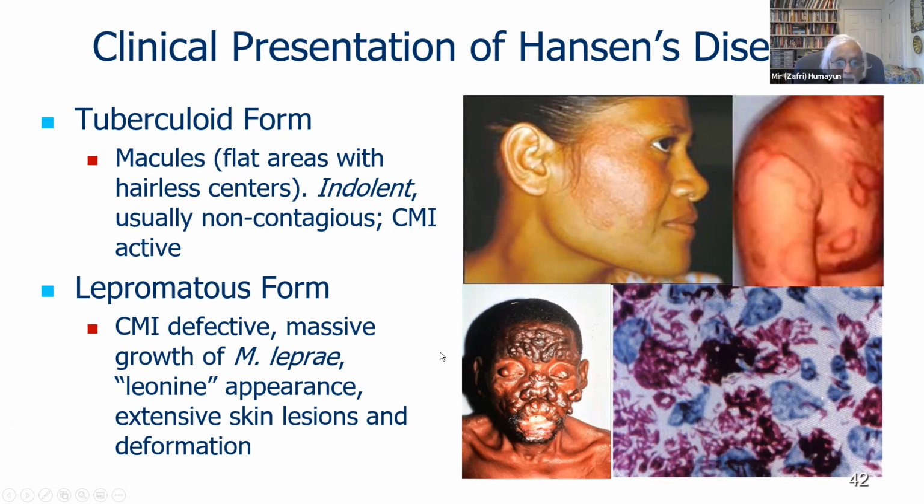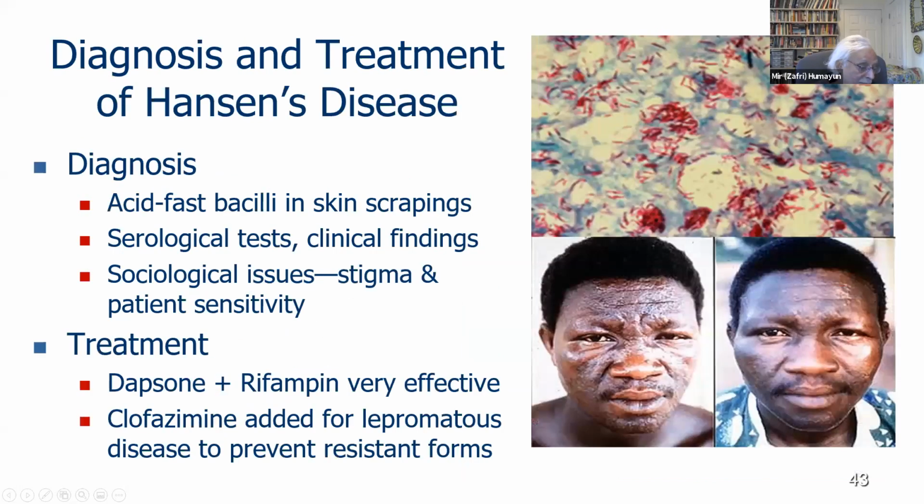In the lepromatous form, patients become defective for CMI. As a result of the defect, there's uncontrolled replication of the bacteria, massive growth actually, because skin scraping show massive amounts of bacteria, and the characteristic leonine or lion-like appearance with extensive skin lesions and deformation. This is the dreaded presentation of Hansen's disease. What about treatment? Here is another surprise for you, possibly.